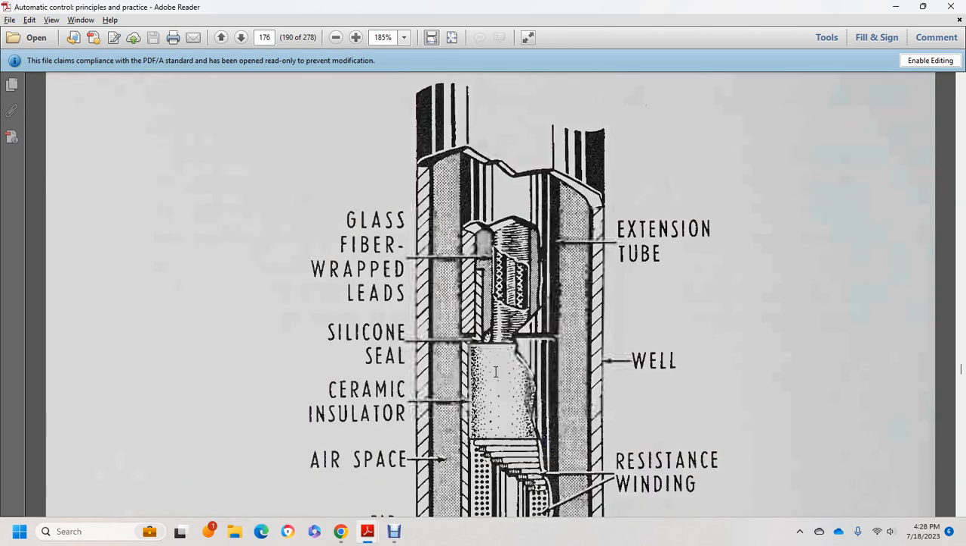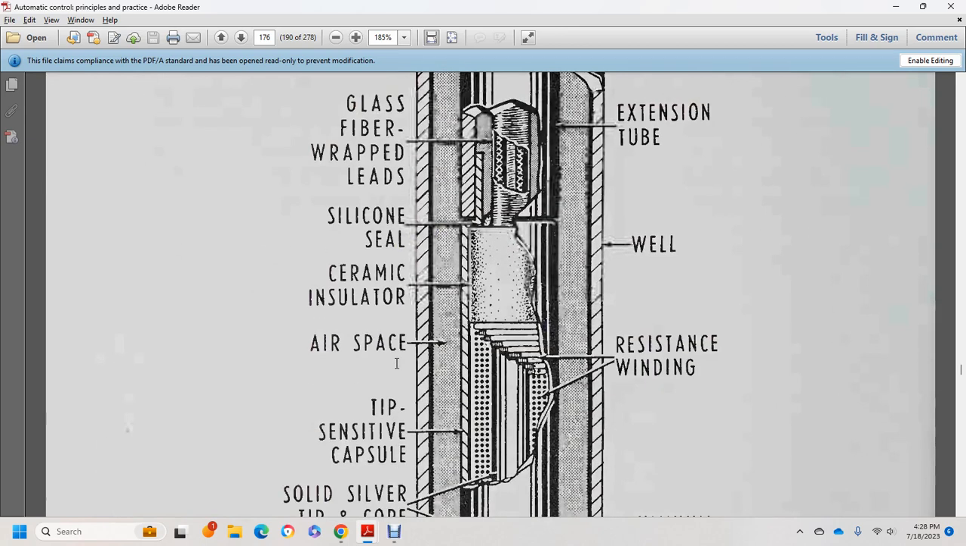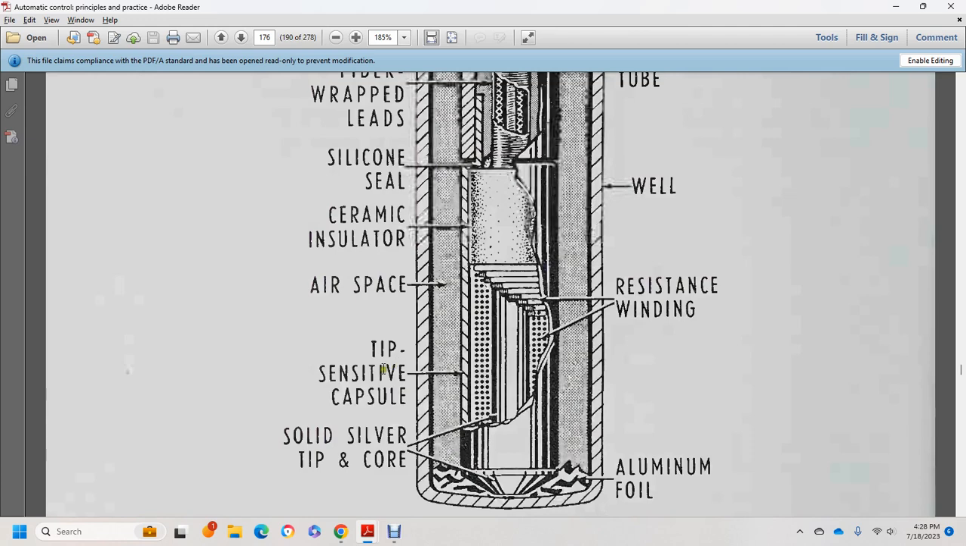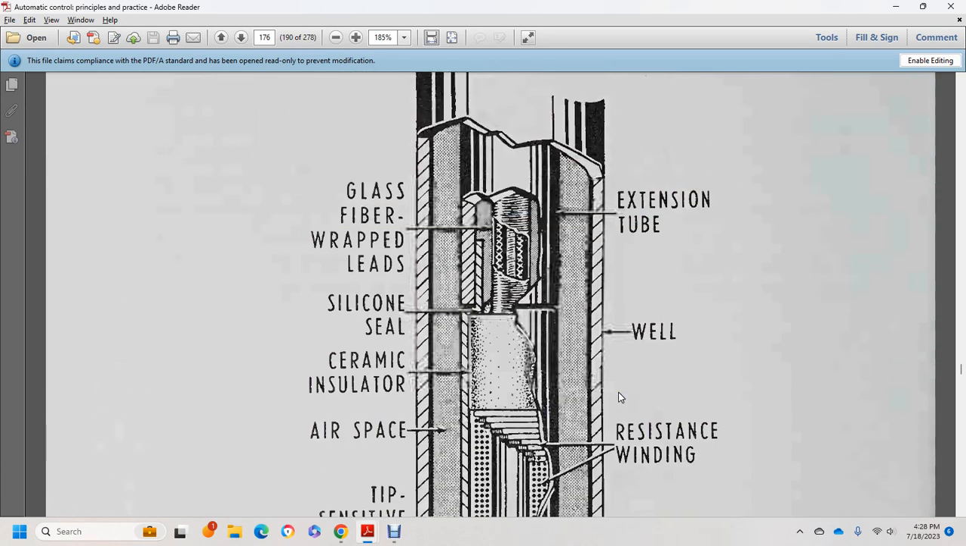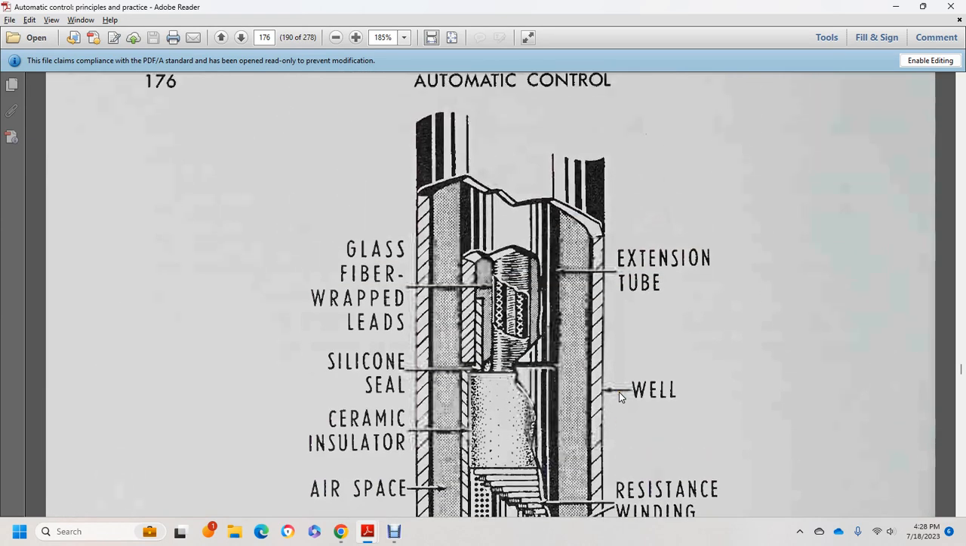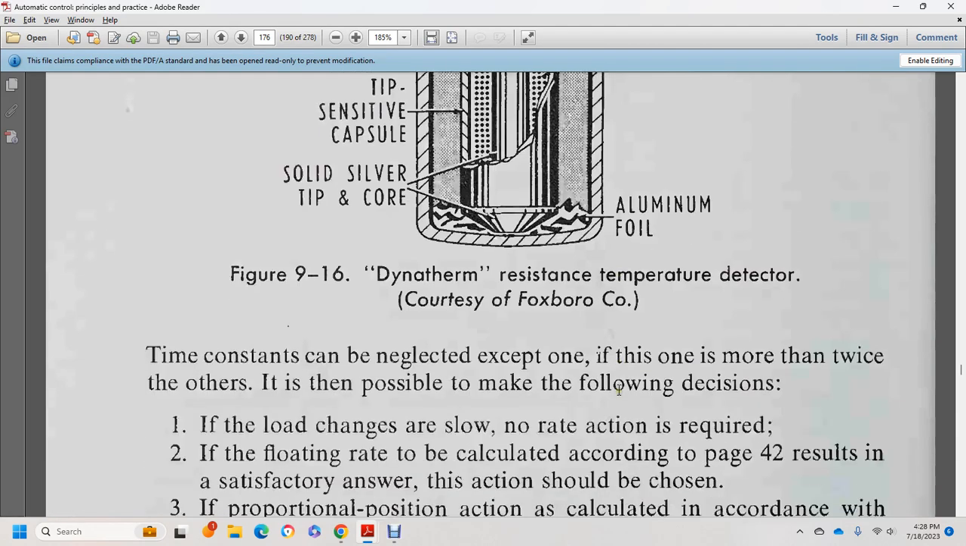The components shown are glass fiber, lead wrapper, leads, silicone, steel, ceramic insulator, airspace, tip, sensitivity capsule, solid tip, core of the aluminum foil, resistance well winding, well, and expansion tube, and that is the Dynatherm resistance thermometer. Time constants can be neglected except one. This is one more, twice the others. This problem leads to the following decisions.